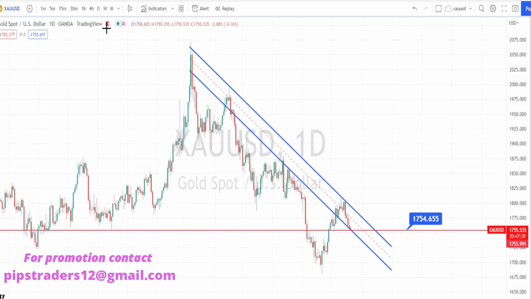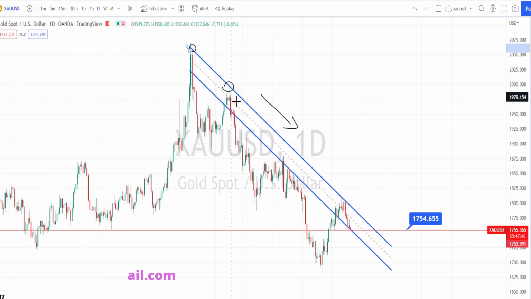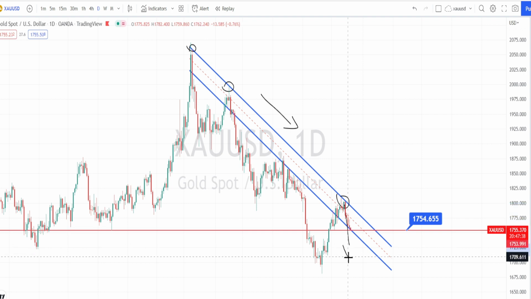I'm in daily time frame now. When we look at the price action in daily time frame, I've already drawn the bearish channel pattern, and we have noticed in the past that the price action has tested the resistance line of the bearish channel pattern, and here also it has tested the resistance line, and we are noticing the price action to bounce back on the bearish side trend reversal.